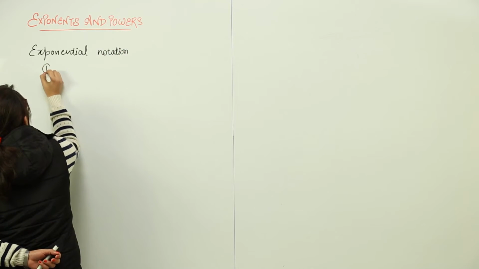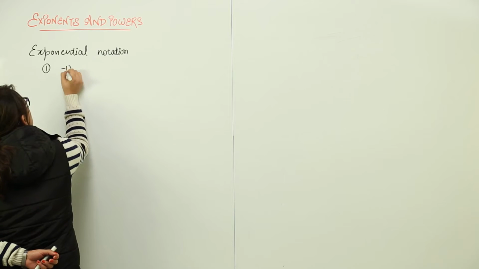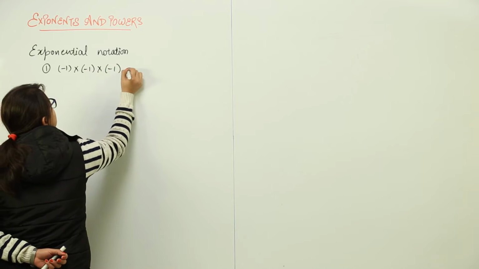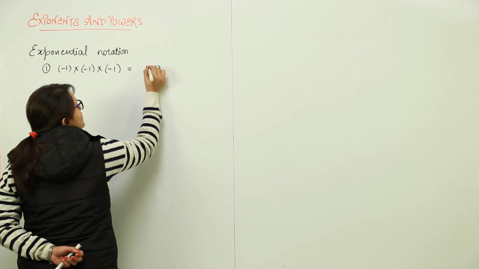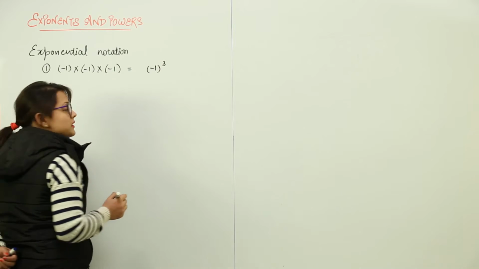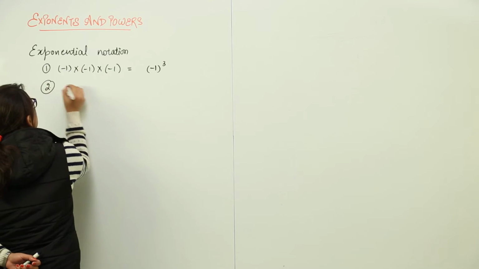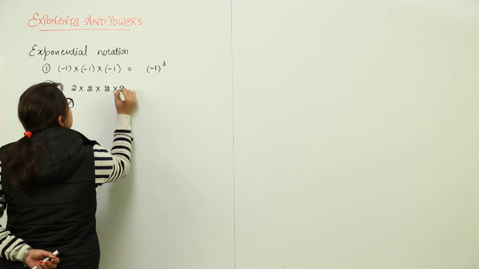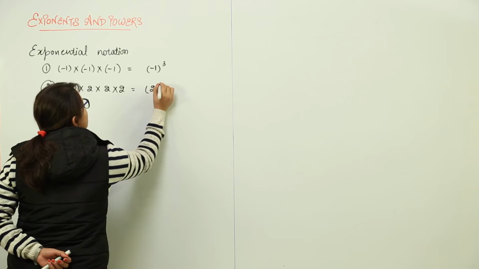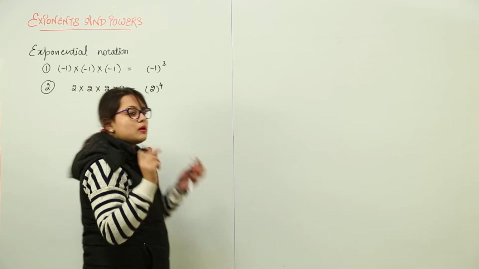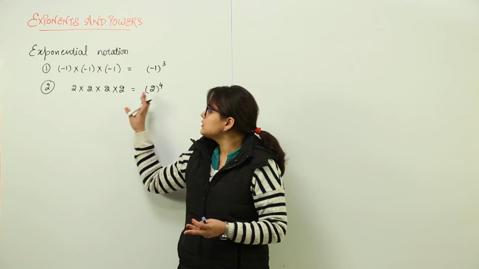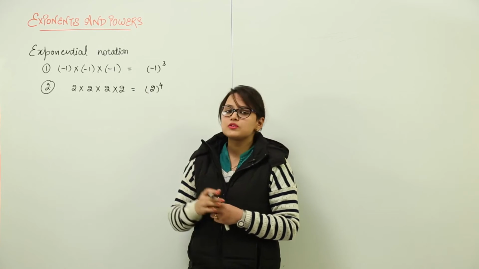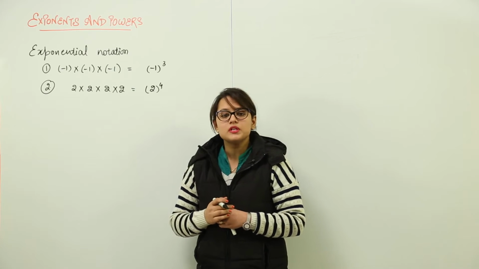Okay, I am doing this with the help of some examples. How would you write the exponential notation of this? The exponential notation of this would be minus 1 raised to power 3. Similarly, if you have to write the exponential notation of 2 into 2 into 2 into 2, it would be 2 raised to the power 4. That means the number that is getting repeated comes in the brackets, and how many times the number is getting repeated becomes the power of the number. This is known as the exponential notation.